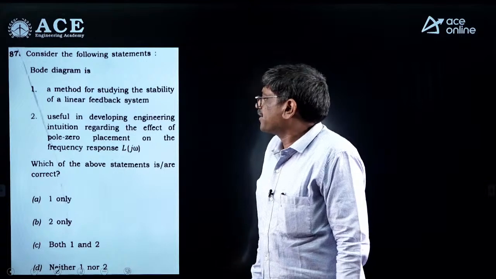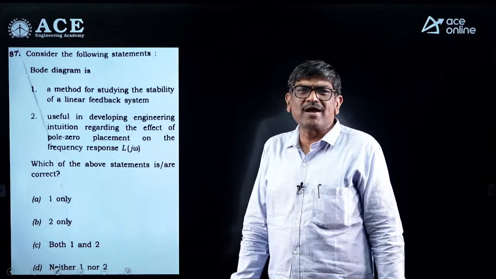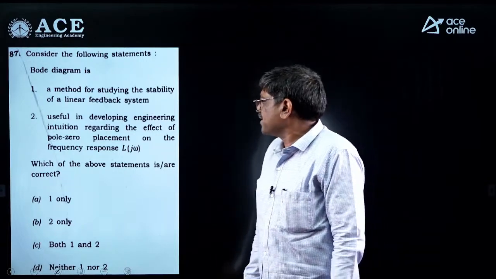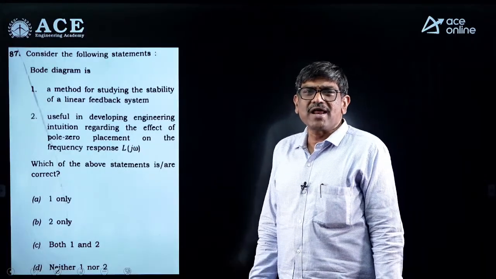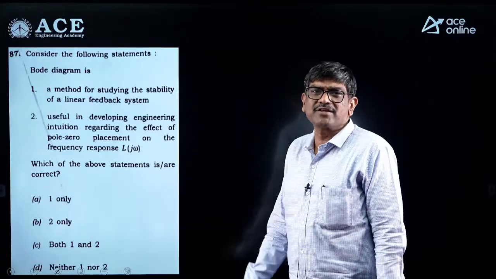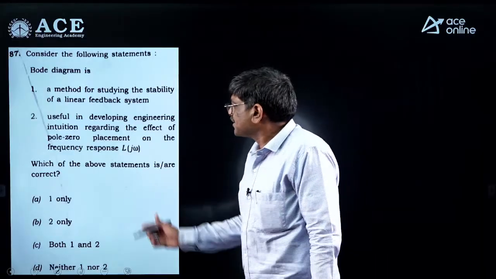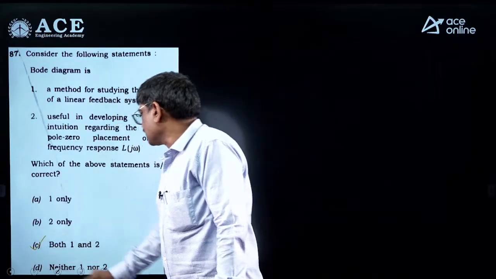Next, Bode plot. So Bode plot is valid for what? Linear systems. Statement 1 is correct. In Bode plots, usually we can find the effect of what? Adding a pole at corner frequency, adding a zero, that we can easily identify. That means statement 2 is also correct. Both 1 and 2 are correct.